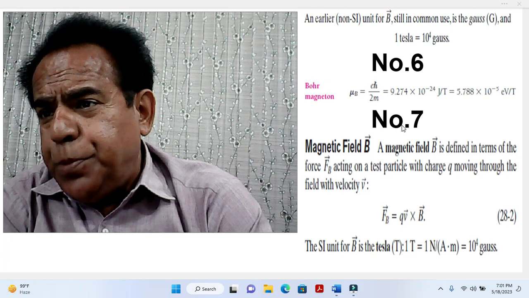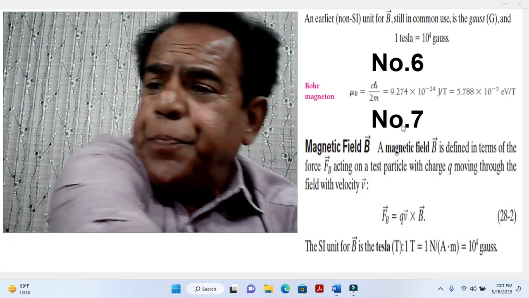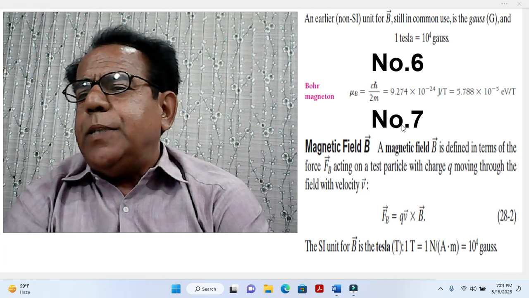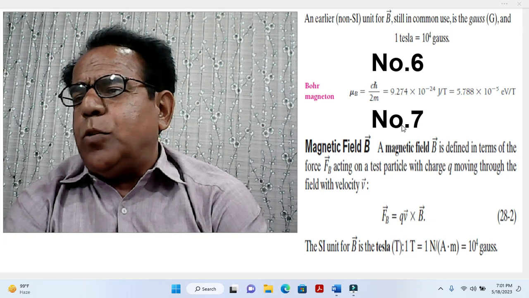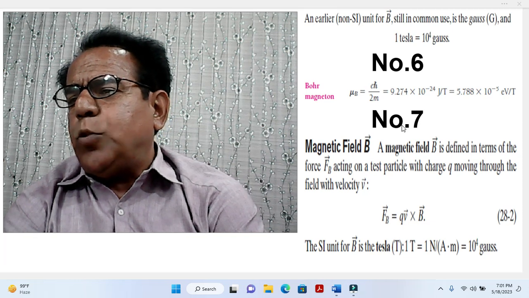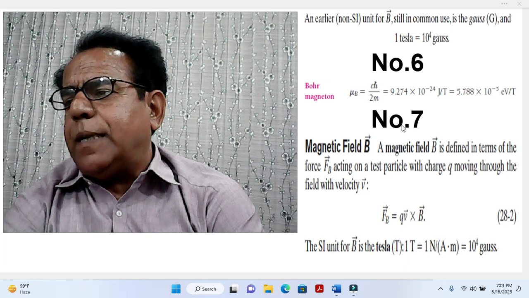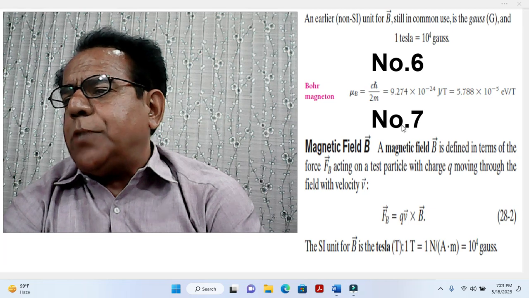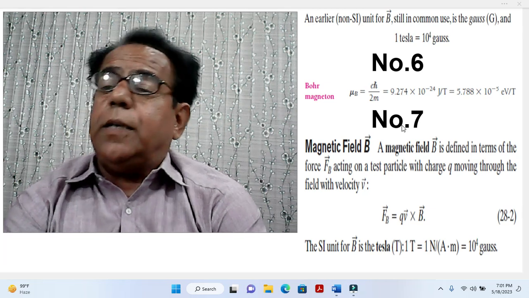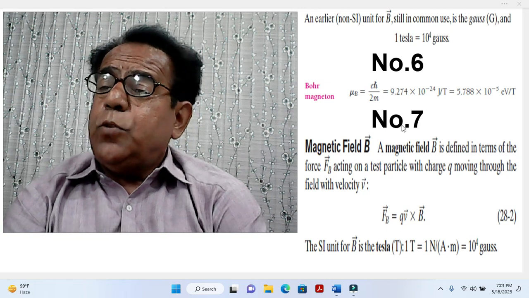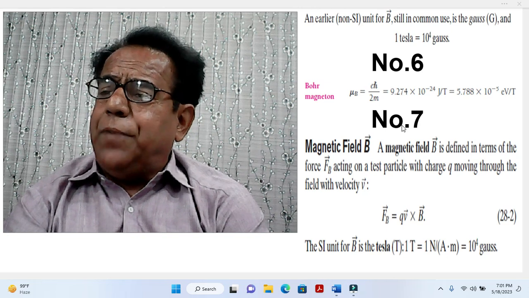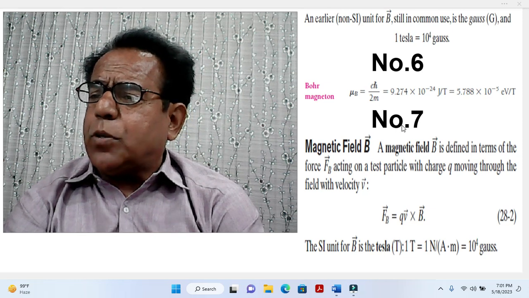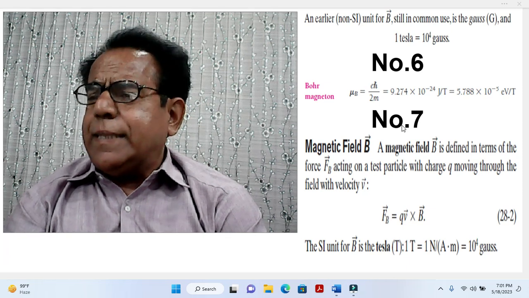Bohr magneton mu b is equal to e h cut over 2m, which is equal to 9.274 into 10 to power minus 24 joule per Tesla, which is equal to 5.788 into 10 to power minus 5 electron volt over Tesla. So these two expressions are equivalent. One is in terms of joule and the other is in terms of electron volt, while Tesla is in both.